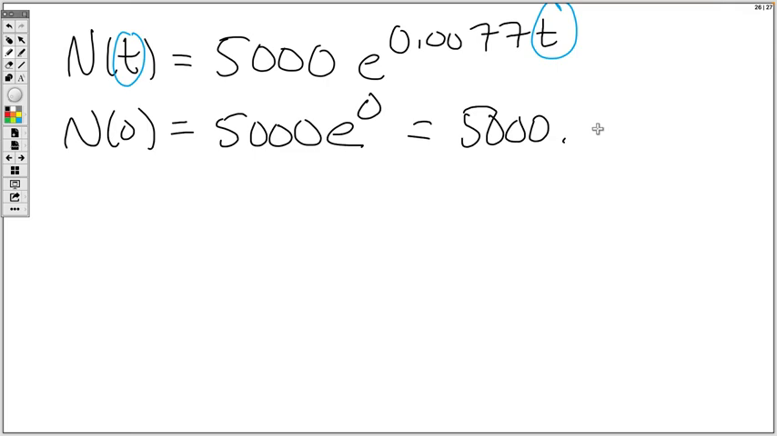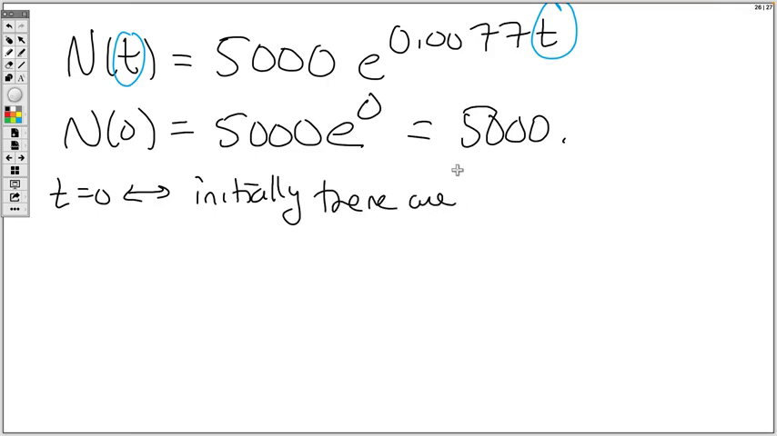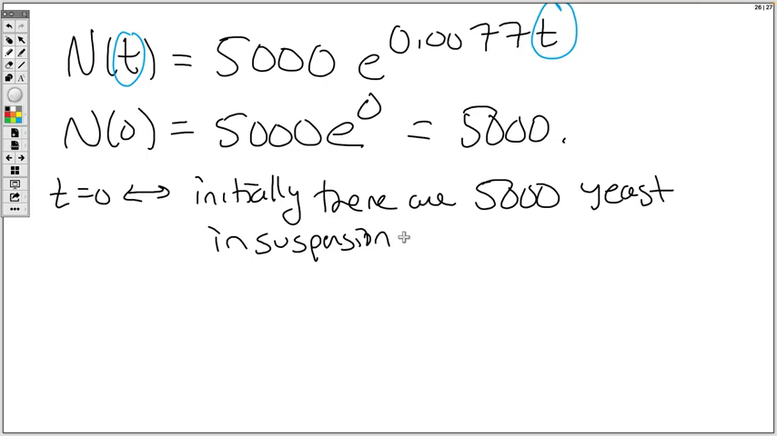So that's the find part. That's the calculate. What's the interpret part? What does this mean in terms of the number of yeast organisms in the suspension? So t equals 0. That means when? At the start, or initially, there are how many yeast organisms in the suspension? 5,000. You follow?